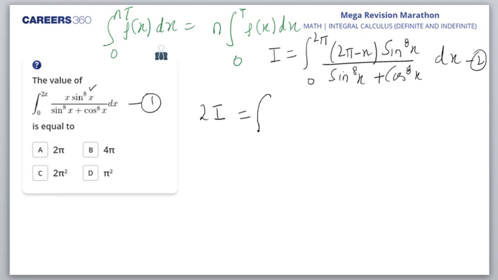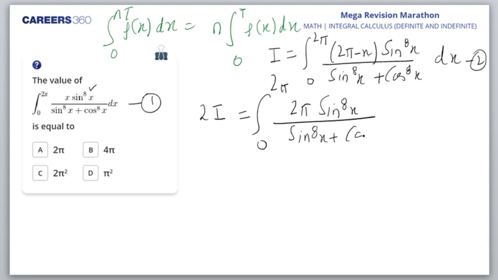What do I get? 0 to 2 pi, 2 pi sine 8x by sine 8x plus cos 8x. Okay, now 2 and 2 would cancel, obviously, no doubt about that. And pi is a constant, it can be taken outside.